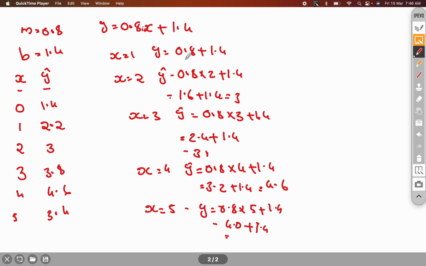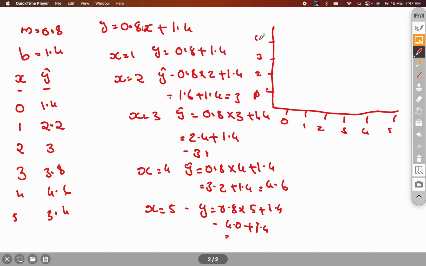Okay, so here I can draw this. Maybe I just have the points here. Consider this is my x. X can be 0, then 1, 2, 3, 4 and 5. Then here I have y values like 1, 2, 3, 4 and 5. So here I can plot. When the value of x is equal to 0, this will be 1.4, so 1.4 may come here.